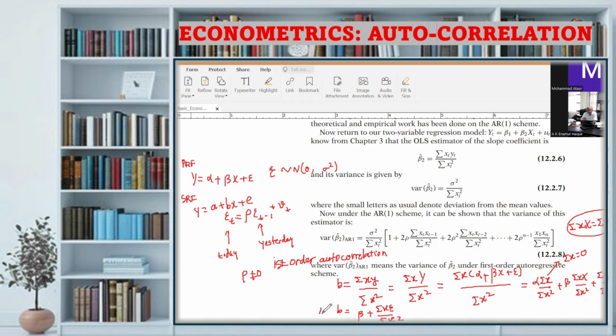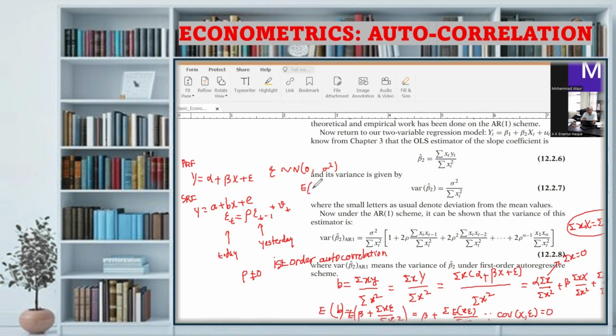Now, if I run an expectation here, beta is a constant, so it will be beta, plus summation of expectation of x epsilon divided by summation of x squared, which is equal to 0. Why? Because we know the covariance of x and epsilon is equal to 0. Remember, we changed this assumption.